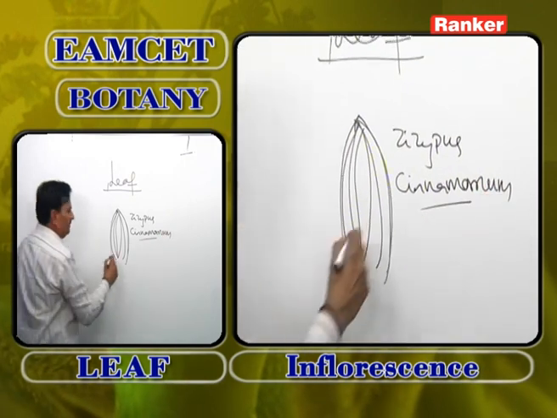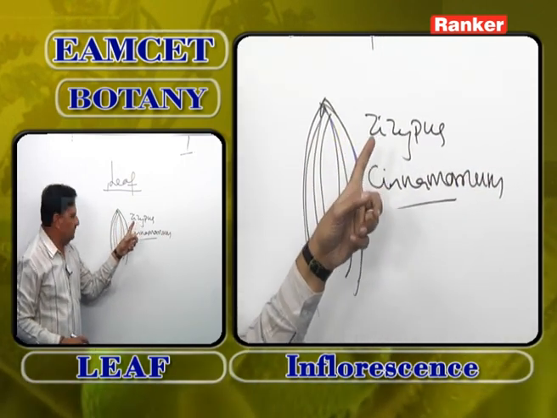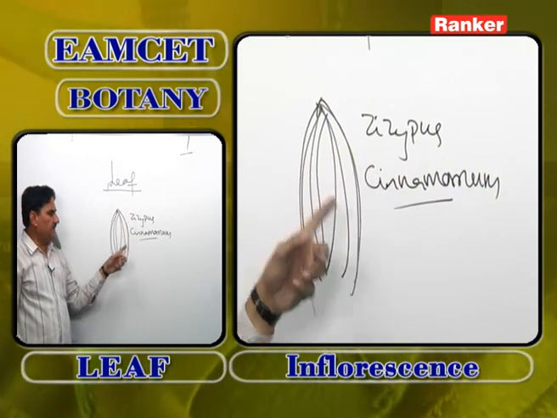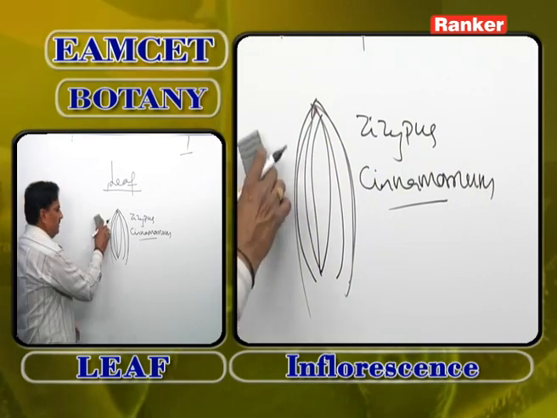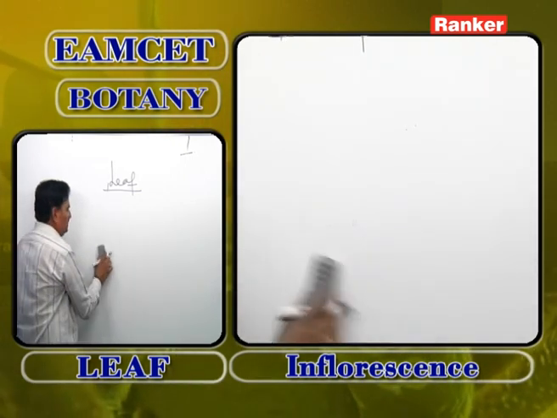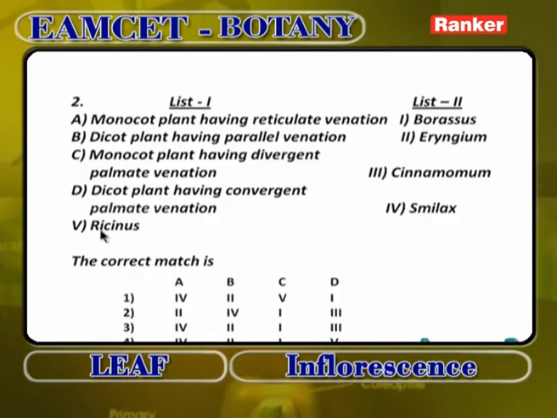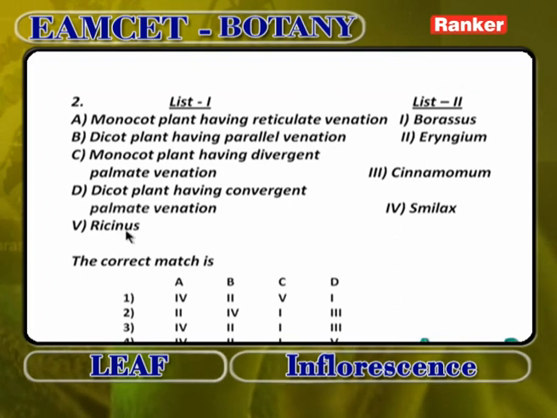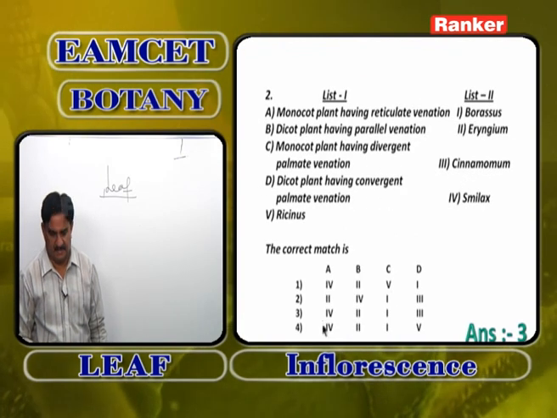Ziziphus and Cinnamomum. Ziziphus jujuba you all know. Here stipules are modified into spines and the leaf will show palmately convergent reticulate venation. Cinnamomum is a special, economically important plant where the bark is used as a spice. So, the answer for this second question is the third option, 4, 2, 1, 3.